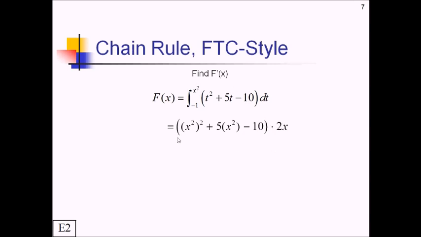And if we wanted to, we could go ahead and distribute this all out. So x to the 4th times 2x is 2x to the 5th. 5x squared times 2x is 10x to the 3rd. And then this will be negative 20x.